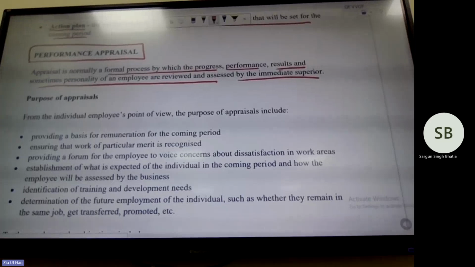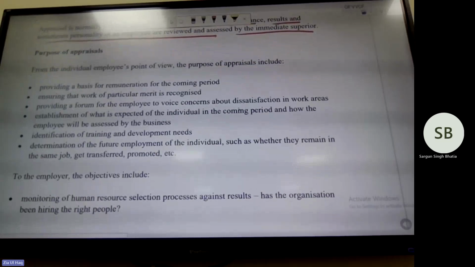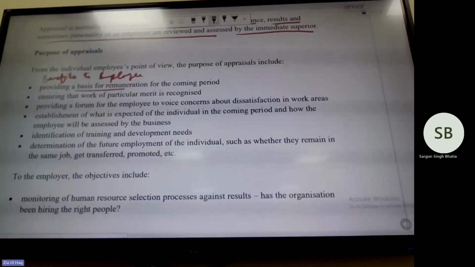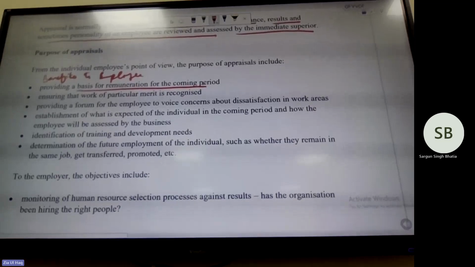Purpose of appraisal. What are the purposes of appraisal? From the individual employee's point of view, what are the benefits to the employee? Performance appraisal provides a basis for remuneration for the coming period. Through this, he will realize whether his pay is going to increase or not. If not increasing, he will realize why it's not increasing.